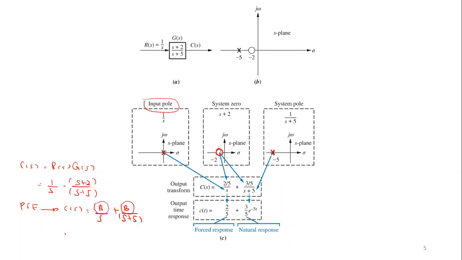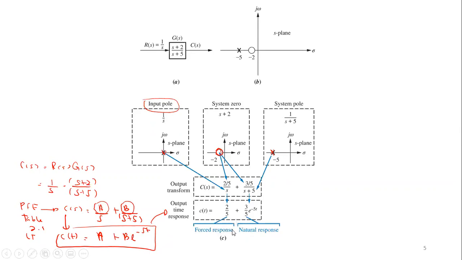Then you can easily transform into the time domain, c(t), which is a constant A plus B times exponential minus 5t. In case you lost, for this conversion we use Table 2.1, the Laplace transform table. This is what is presented here in the output time response. In this case, the A value is 2 over 5 and B is 3 over 5.